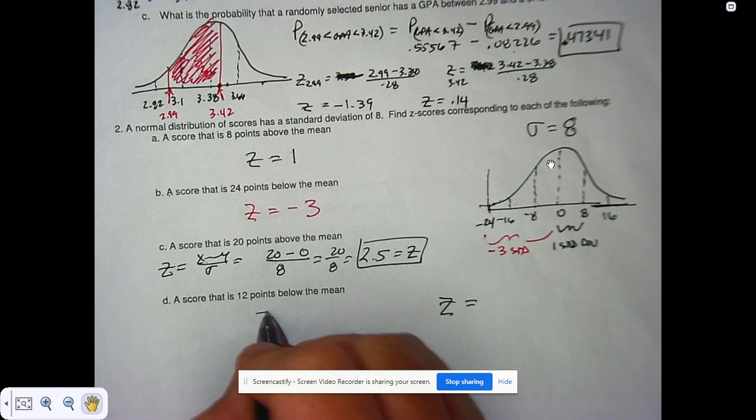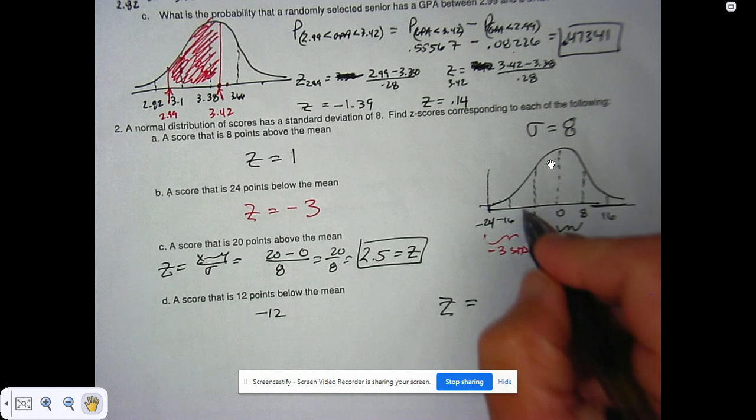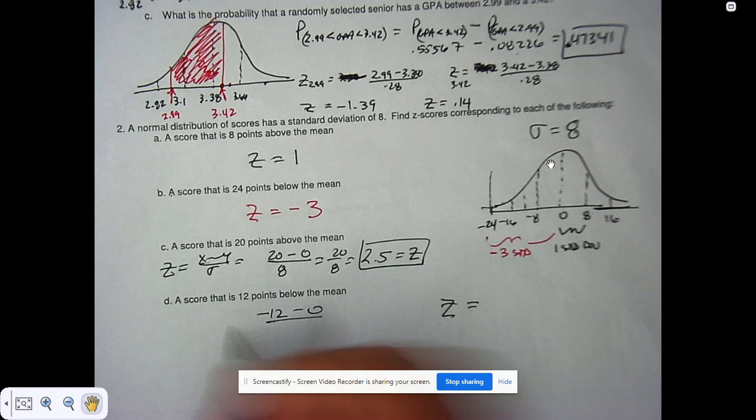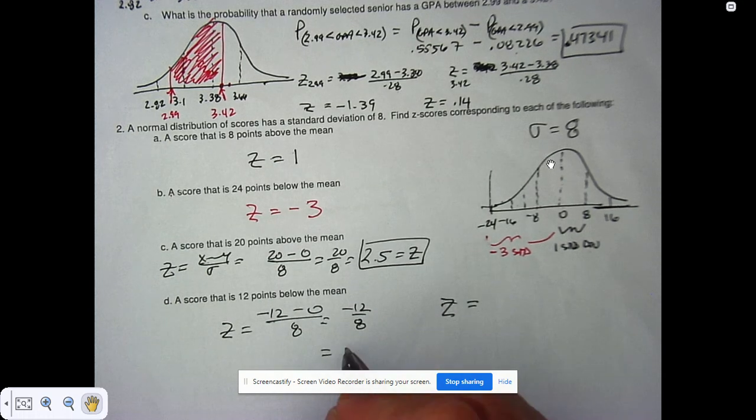The score there's 12 points below the mean. So negative 12, our mean is at 0. 12 points below the mean would be right about here. Okay, so negative 12 minus 0 over our standard deviation. So negative 12 divided by 8, which is negative 1.5.